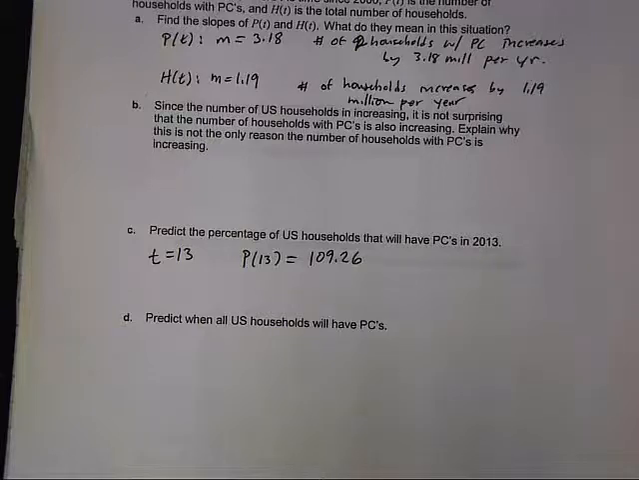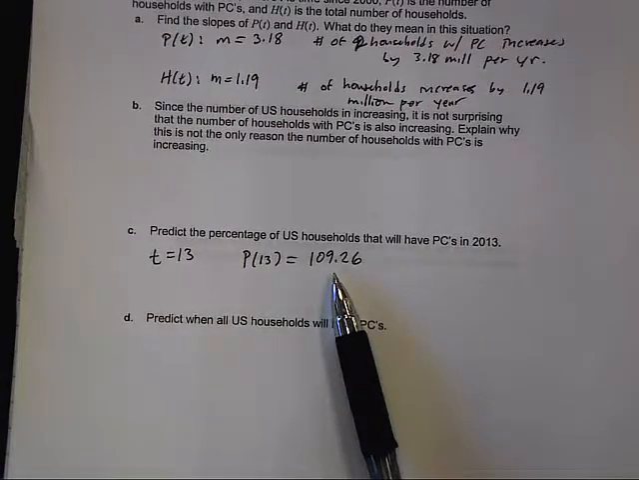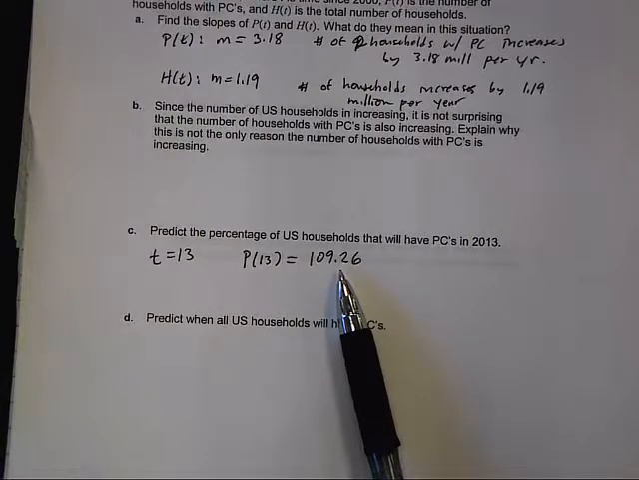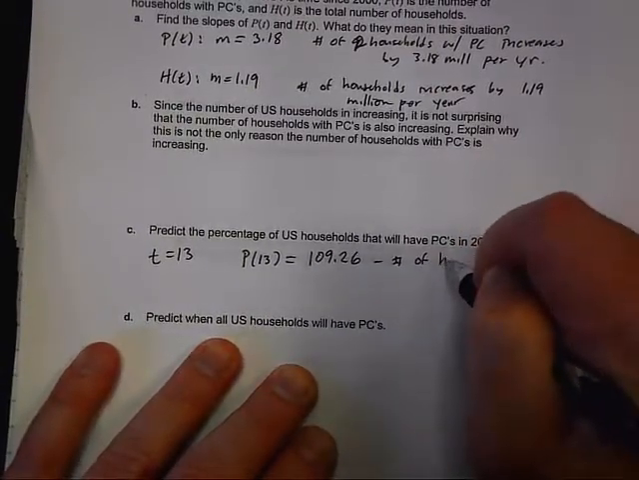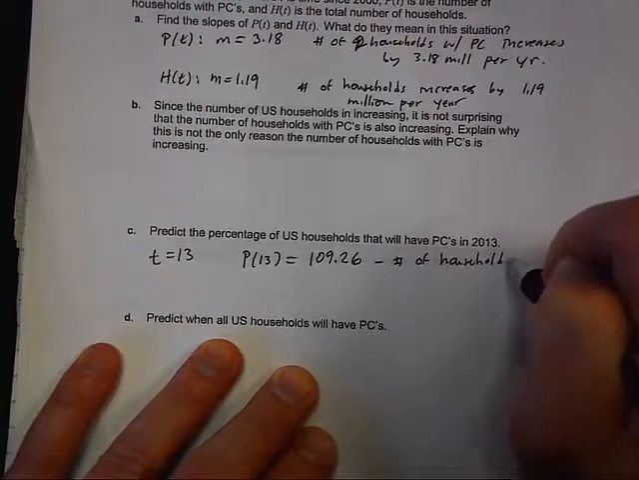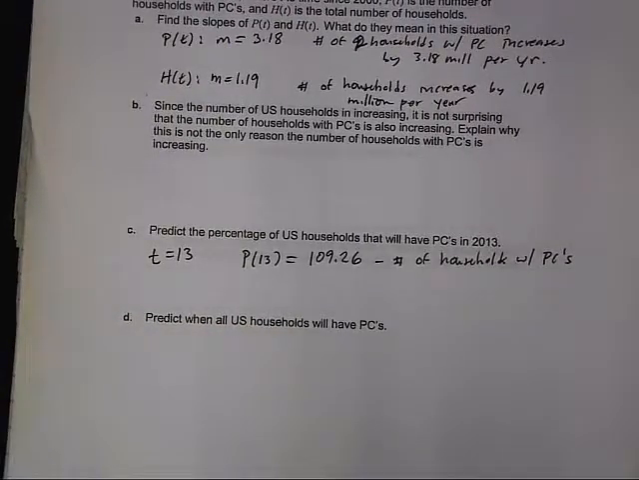No, it doesn't tell me how much it's increased. This tells me how many households in millions have PCs in them. So this says 109.26 million households will have PCs. So this is the number of households with PCs. That's correct. The directions said predict the percentage of U.S. households. That is not the percentage. That's just the total number of households that will have PCs. So that's not the final answer. I agree.